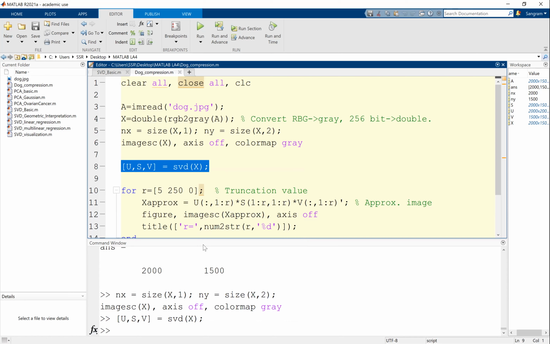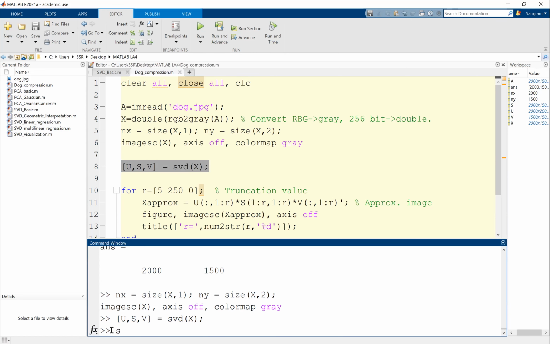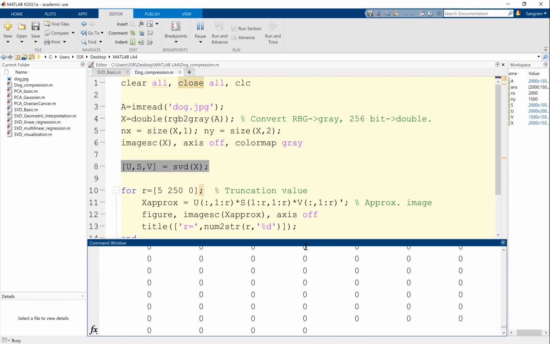Now in the next few lines, what I have is R is equal to 5, R is equal to 250, and that 0 you can ignore. What I'm going to do is retain a small part of that SVD. So basically I'm going to truncate. So when I say 5, what's going to happen? I have this huge SVD decomposition, and let me show you what that looks like. I have this S. Can you see that this is the big S matrix?